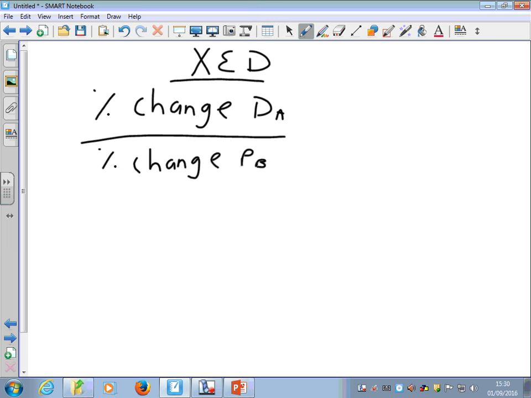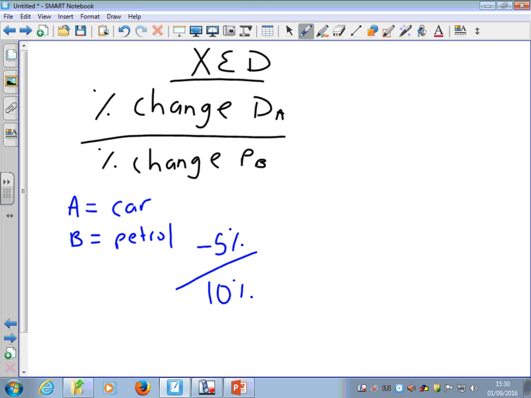Now, let's again think about a little scenario. Let's imagine that A is a car and B is petrol. Now think about it logically. If the price of petrol was to increase, well, people need petrol for their cars to work. A higher price of petrol might put people off buying cars. So what you might find is higher petrol prices might lower the demand for cars. Now what this would give me would be a score of minus 0.5.